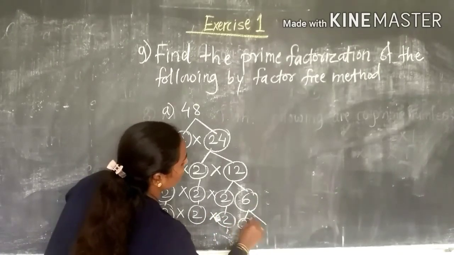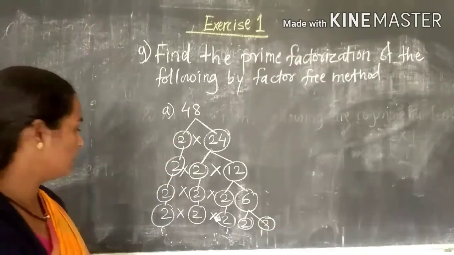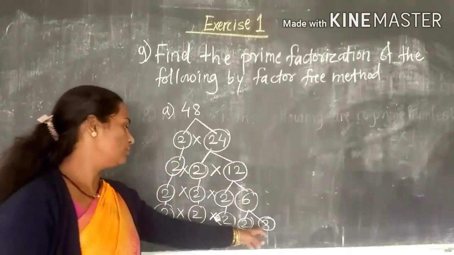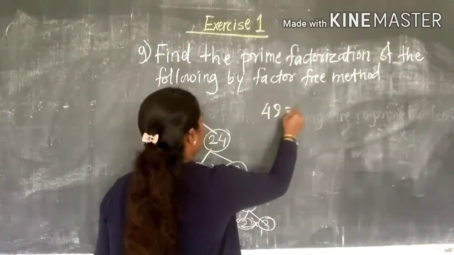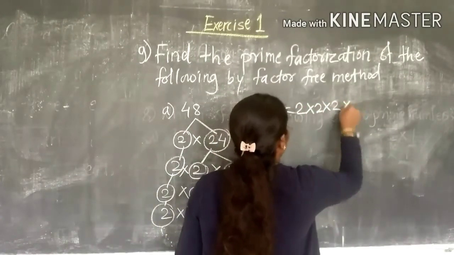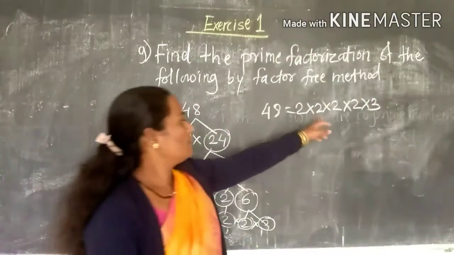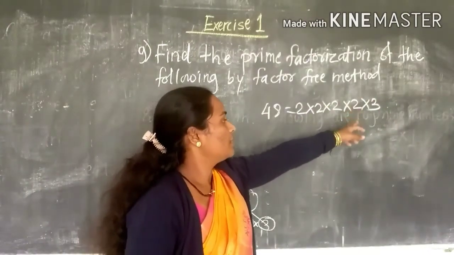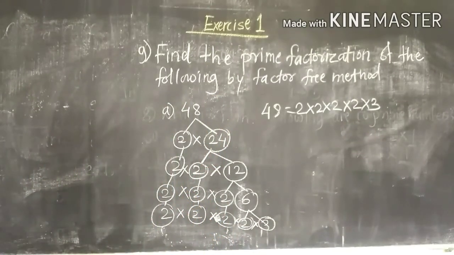2 3s are 6. So which are the prime factors? 2, 2, 2, 2, 3. Means these are the prime factors: 2 into 2 into 2 into 2 into 3. 2 2s are 4, 4 2s are 8, 8 2s are 16, 16 3s are 48. In this way you have to write in the notebook.